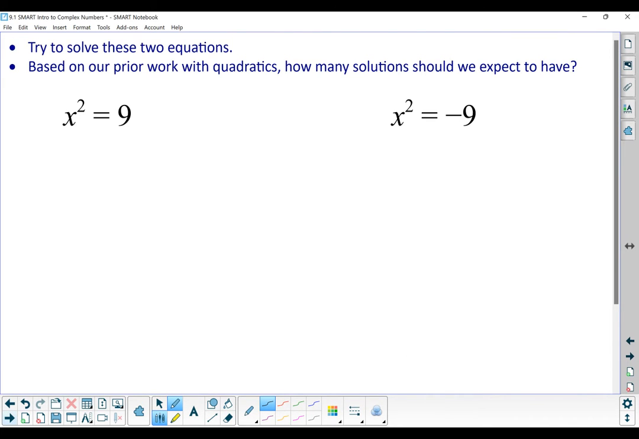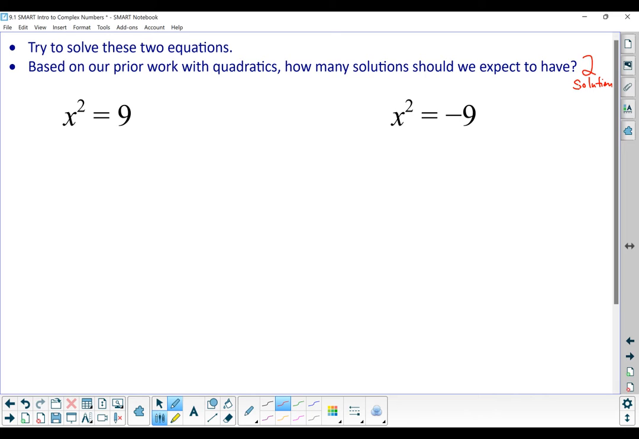So I have two equations here that I want us to start by solving. Based on our prior work with quadratics, you should have a strategy that you can use to solve these, and the strategy we're going to use is called the square root method. And knowing what we know about quadratics, you should know that we will have two solutions, because all quadratic equations have two solutions. So this first equation, x squared equals 9.